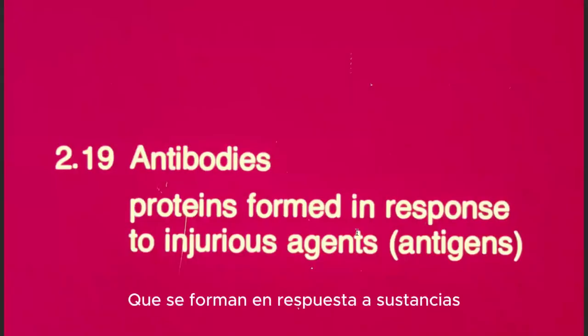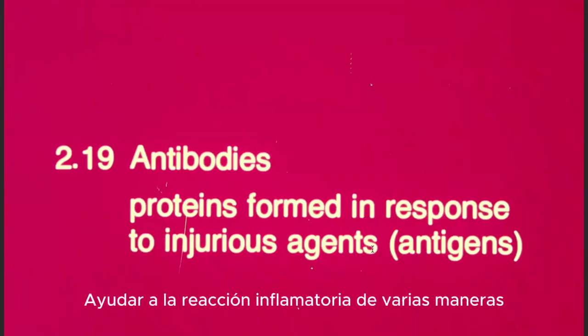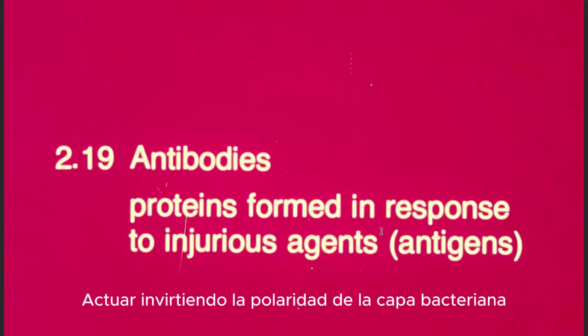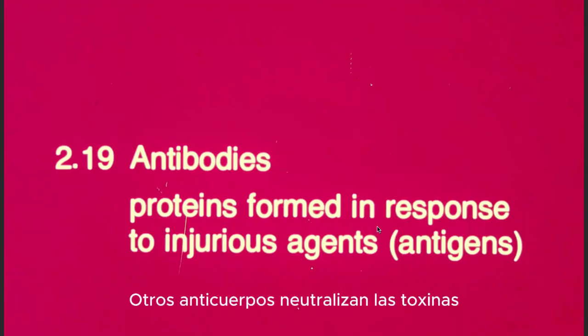Antibodies are proteins which are formed in response to substances secreted by the injurious agents, known as antigens, and the antibodies aid the inflammatory reaction in a number of ways. Some of the antibodies coat bacteria and allow the phagocytic cells to engulf them. These antibodies act by reversing the polarity of the bacterial coat. Other antibodies neutralize toxins secreted by microbiologic agents. Thus, the function of the lymphocyte is to mature into the plasma cell for the production of antibodies.